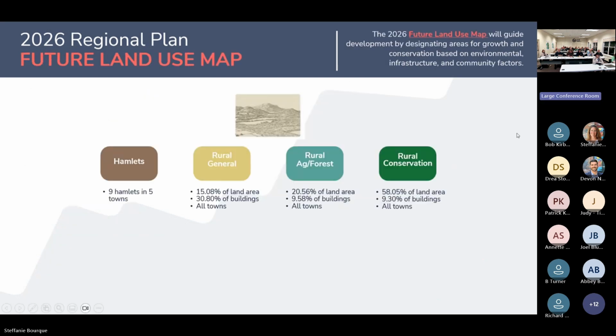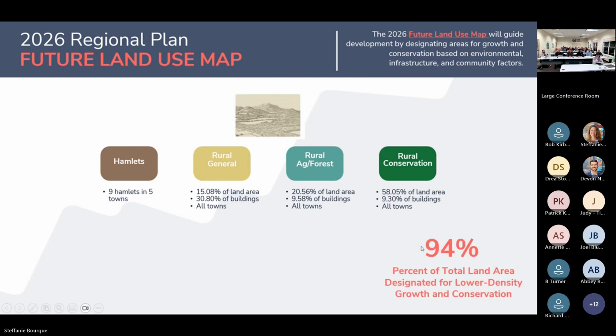So moving on to the last 3 categories, which are the rural categories, the rural general, the rural ag forestry, and the rural conservation. They comprise a much larger land area and are designated areas for growth and conservation that are, in terms of growth, lower density. Right now it's mapped as about 94% of the land area in the region.